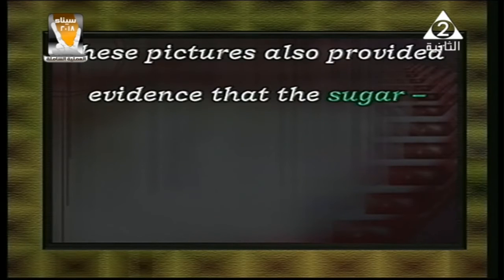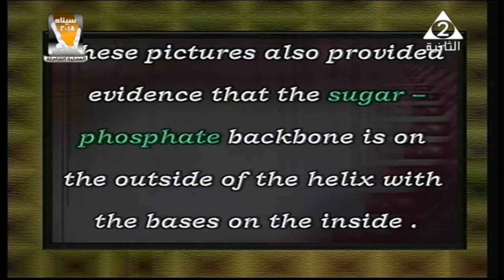These pictures also provide evidence that the sugar phosphate backbone is on the outside of the helix with the bases on the inside. Okay, so we have here the main structure of the DNA. The nitrogenous bases are inside the double helix, while the sugar phosphate backbone is outside.